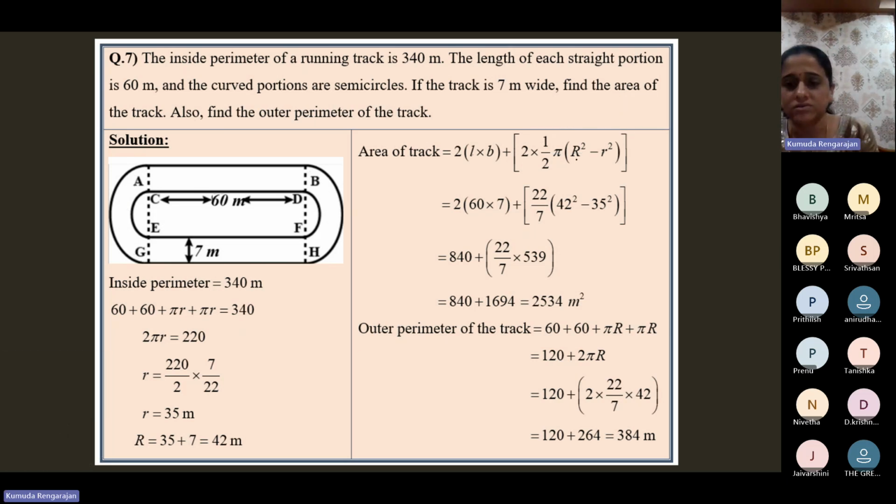So substitute capital R is 42, small r is 35, and this is the area of the track. Outer perimeter 60 plus 60 plus pi capital R plus pi capital R. Finished, all of you?